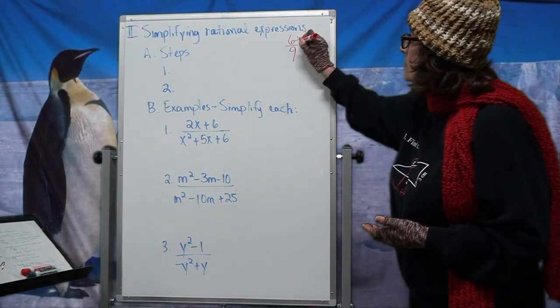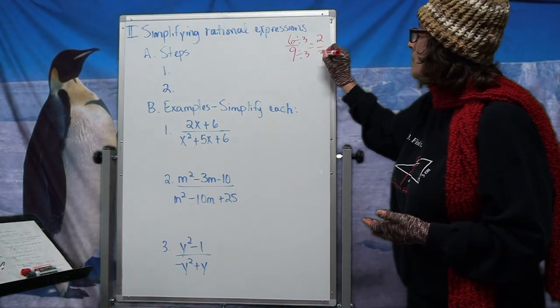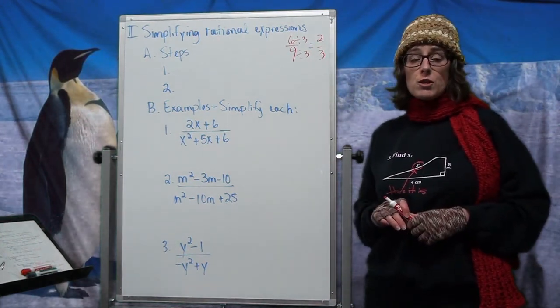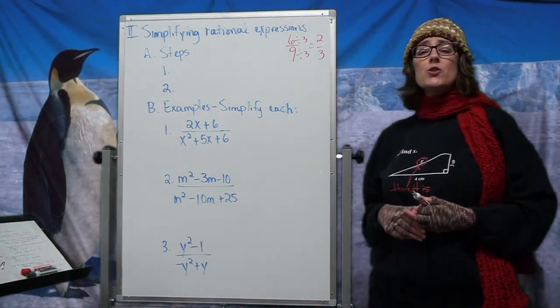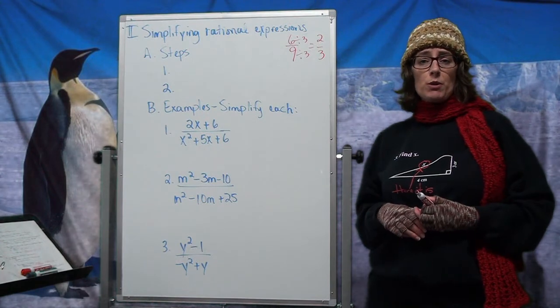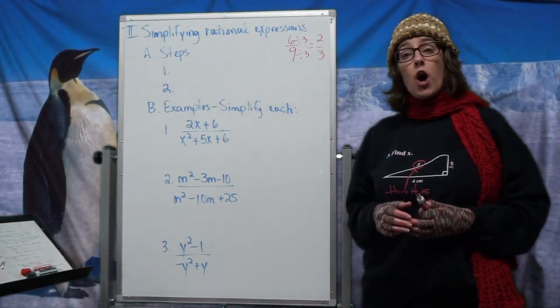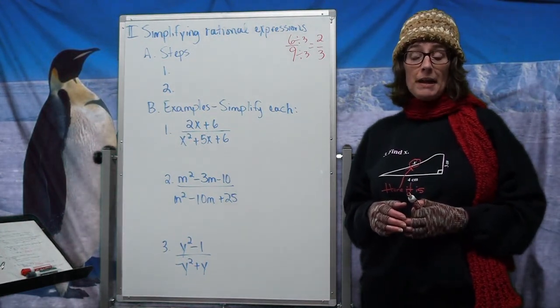3 goes into 6 2 times, and 3 goes into 9 3 times. So my fraction 6/9 will simplify to 2/3. But I would like to propose to you that what you are doing when you're dividing both of these numerators and denominators by 3 is you are actually canceling out common factors, because factors are things that are multiplied together.